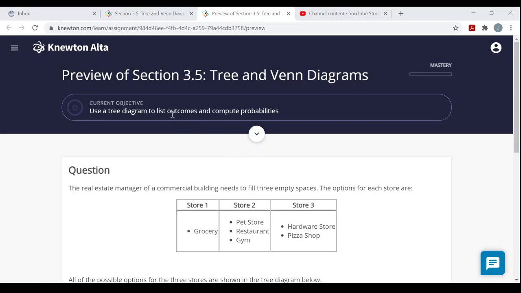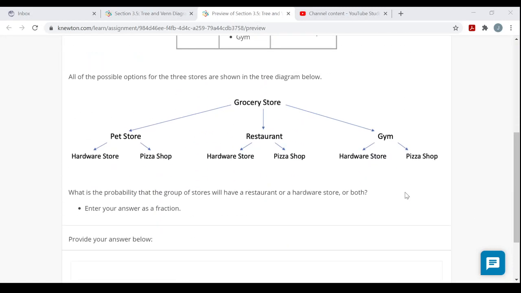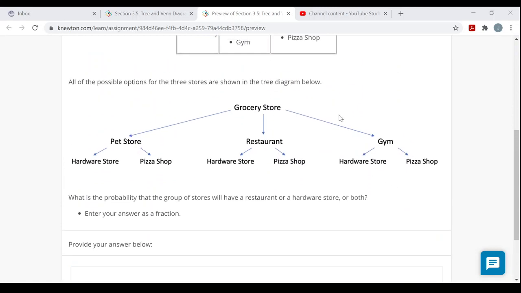Now there are only two objectives in this homework, so again it should be relatively short. One of them is use a tree diagram, the other one's about Venn diagrams. All right, so use a tree diagram to list outcomes and compute probabilities. This is what a tree diagram looks like, by the way.